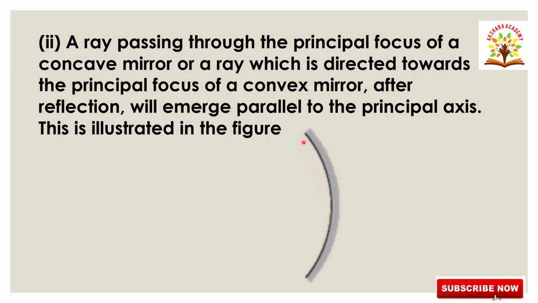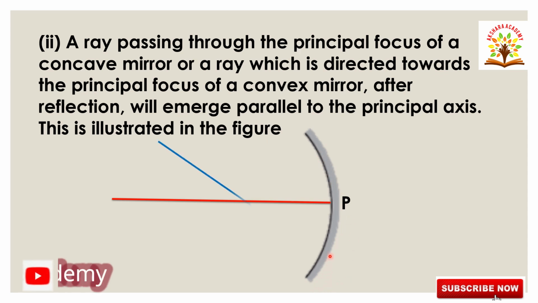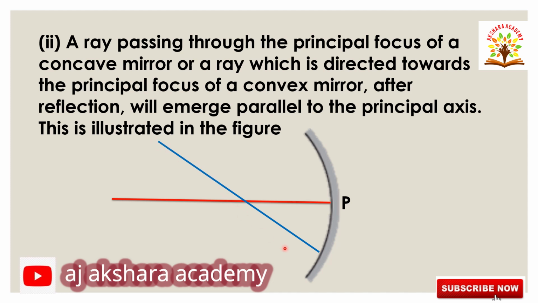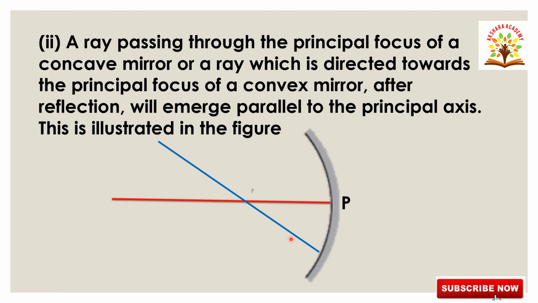This is concave mirror and a horizontal line which passes through center and focus and pole of this concave mirror is known as principal axis. This is principal axis. Next, pole, midpoint of the concave mirror is known as pole. And next, this is the incident ray which is coming from the focus. And the next, this is F, nothing but principal focus.